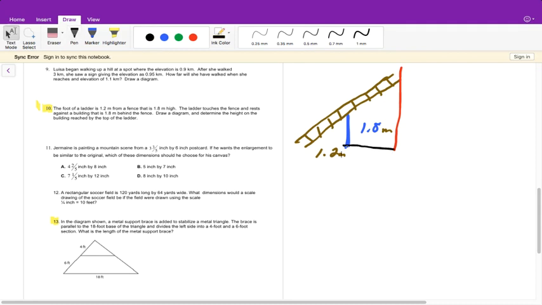So here, let's use green. Let's just say there's grass in between this fence and this building. All right? And it says that this is 1.8 meters behind the fence. So it says, how high up the wall is it? So this is what we're trying to solve for.